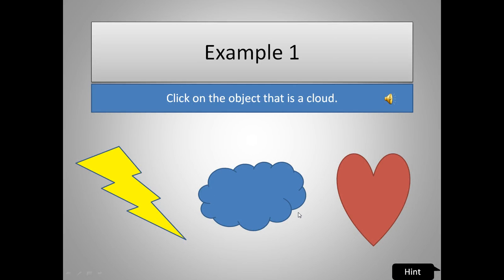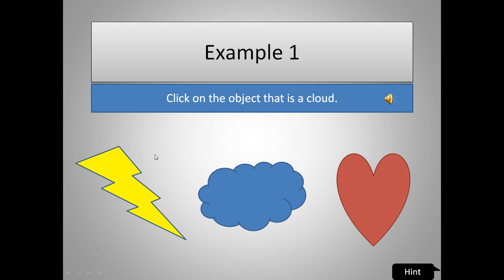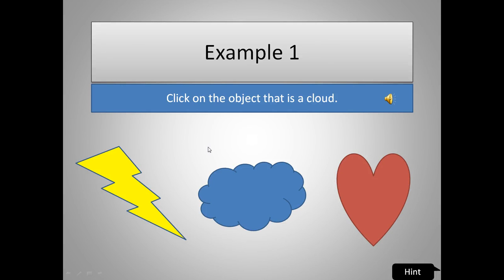So click on the object that's a cloud, and I'm going to click on it, and it says correct. And I could go to the next question, but I'm going to go back and show you what it looks like when you select incorrect. So I'm going to click on the heart, and it says incorrect, try again. And there's an arrow pointing back, and I'm back here.